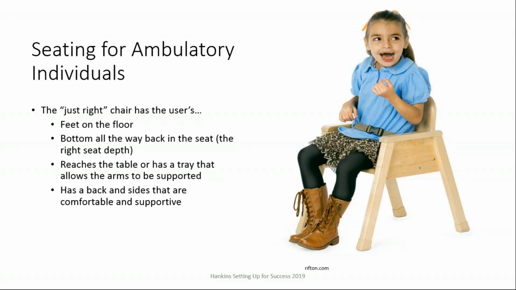Their bottom has to be all the way back in their seat, so they need the right seat depth. There's nothing that feels worse than all of your bottom not being supported on a chair. It reaches the table, or it has a tray that allows the arms to be supported, and it's at the right height. And it has backs and sides that are comfortable and supported. And even if you don't need sides to support you physically, to kind of hem you in, sides for sensory needs on a chair are really, really needed. It's a big difference when we give someone who can hold themselves upright and sit really well all of that supported seating. It makes them feel comfortable and secure.